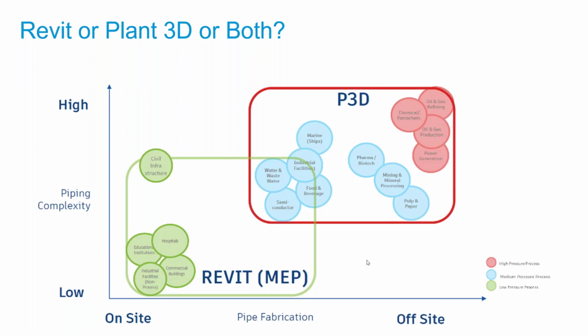And for Revit, if you are using less piping complexity, and you need less piping fabrication capabilities, I would say, because of the isometrics, you can go with Revit. So let's say, for example, a building or a hospital or any vertical beam project which doesn't require too much process piping with high piping complexity.